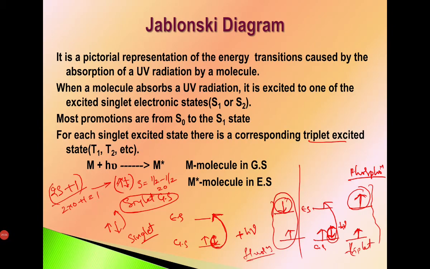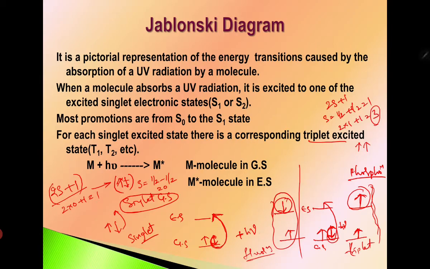See here, both the electron in the ground state and the electron in the excited state are parallel. That is, they are both in the upward direction only. So in this case, spin multiplicity is, see here, S is equal to half plus half, that is equal to 1. Total spin is 1. So 2 into 1 plus 1 is equal to 3. Here the spin multiplicity of the molecule is 3. That is, the molecule is said to be in the triplet excited state.